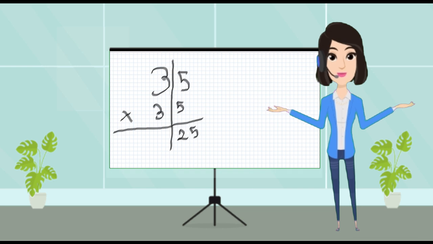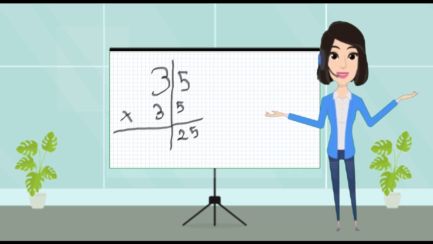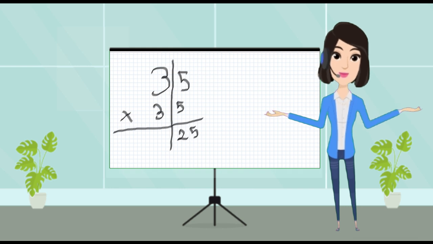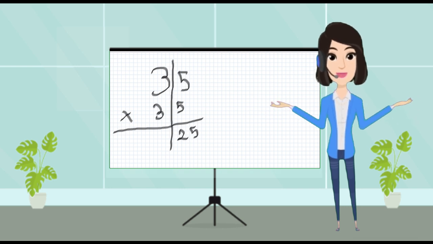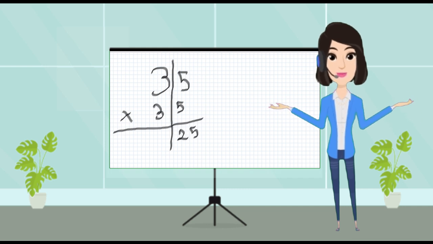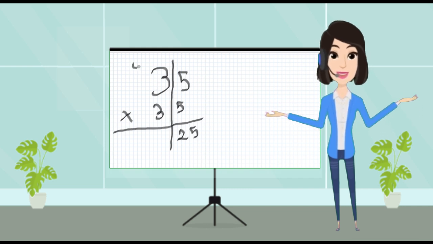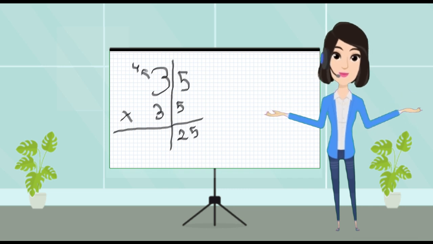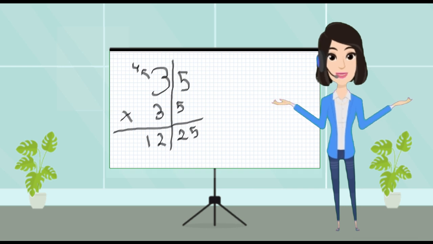Next, you may think we have to do 3 times 3, but no. In this method, we have to do something called one more than the one before. So when we come to the tens place, we have to multiply the number times the number after it. So what's after 3? It's 4. So we have to do 4 times 3, which is 12. That's our answer.